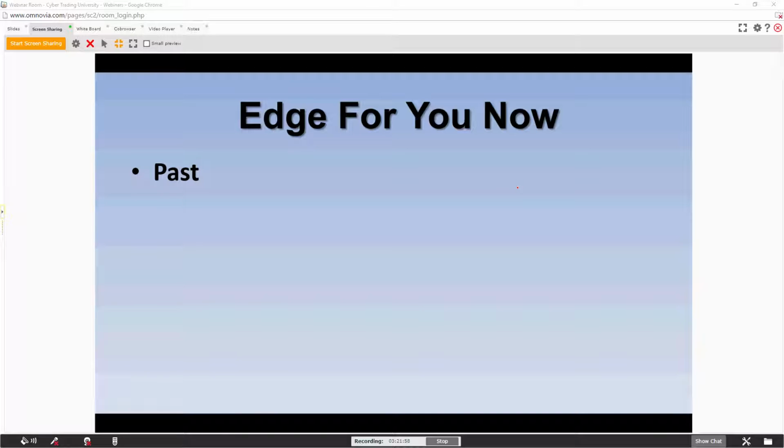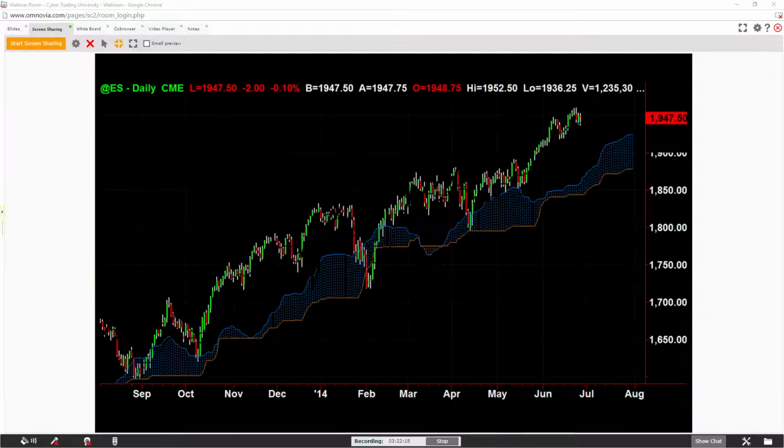So the edge for you now. There's a lot of indicators out there that will give you the past prediction, right? Like if this is what happened in the past. Some of them will give you what's happening in the present, right? And then some of them, but not very many of them, will tell you what's going on in the future. This is the one that will give you the past, present, and the future. So let's go through this.